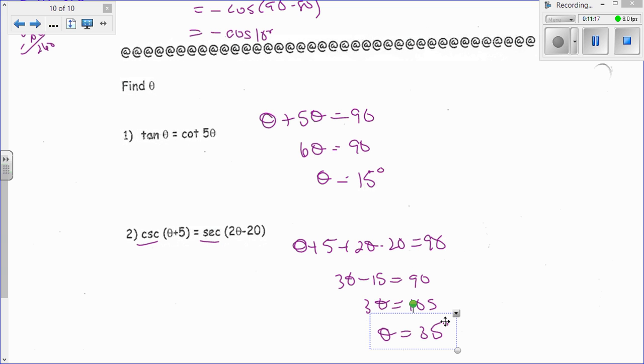All right, that's it for cofunctions. Remember, cofunctions are an angle that measures less than 45 degrees.